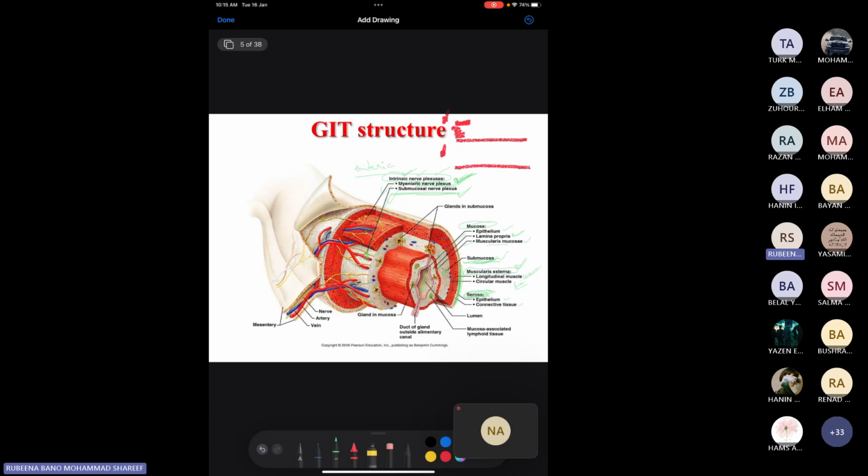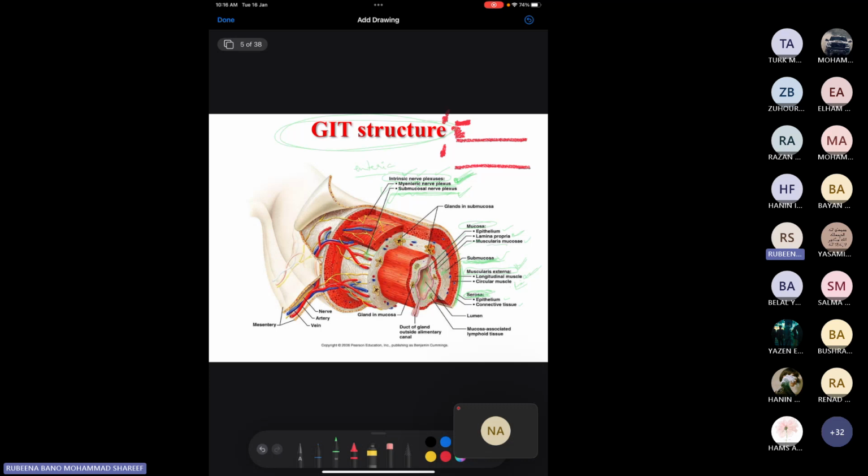Myenteric, as the name itself suggests, means muscles. It is present in the muscle layer between the longitudinal and circular muscle, or you can say in the muscularis externa. Both are correct. And the submucosal nerve plexus is present in the submucosal layer. So this is about the GIT structure, which is very important, especially these two plexuses, myenteric and submucosal.